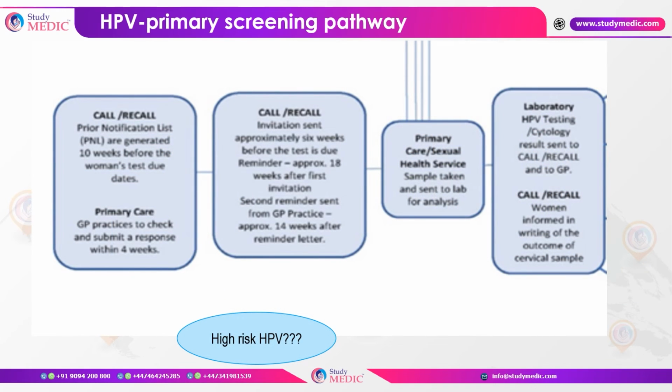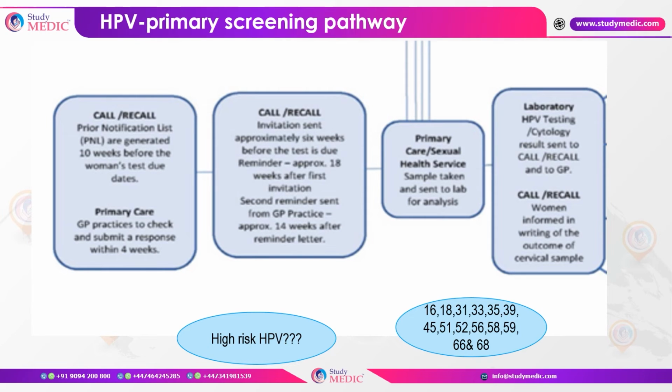While we are on the topic of dysplasia and CA cervix, let us have a quick look at the HPV primary screening pathway that is there in UK, because you are asked questions on that. So which are the HPV viruses which are high risk? So they are number 16, 18, 31, 33 commonly seen. The others like 35, 39, 45, 51, 52, 56, 58, 59, 66 and 68 are also high risk HPV, but they are a little bit less common.